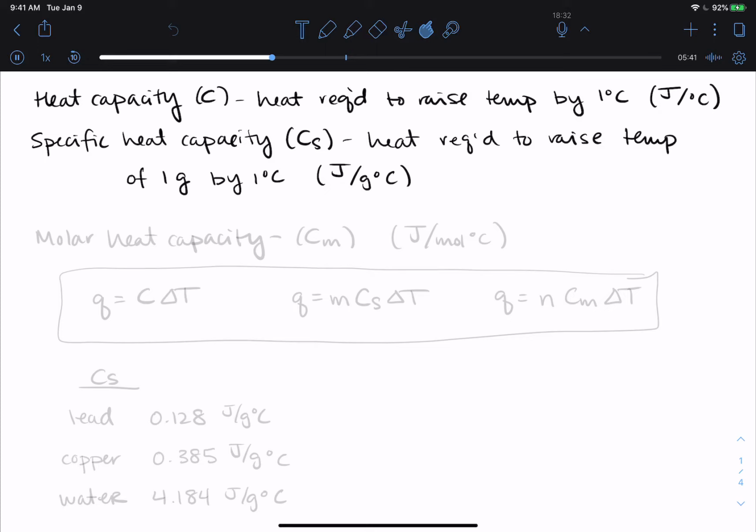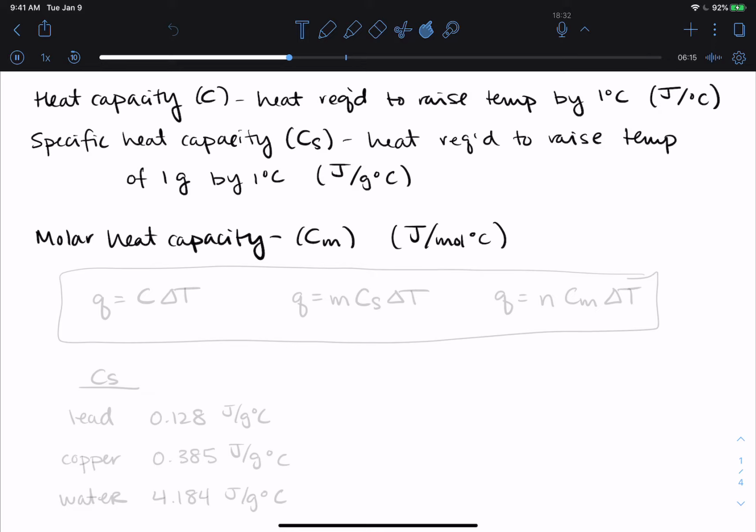And then, you know, we're chemists, we like to measure things in moles, so we can also say we have a molar heat capacity. It is the heat required to raise the temperature of 1 mole of a substance by 1 degree C. So this will be a C sub M, and its units will be joules per mole degree C.